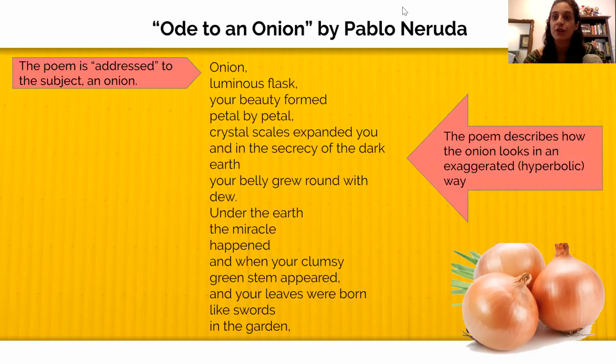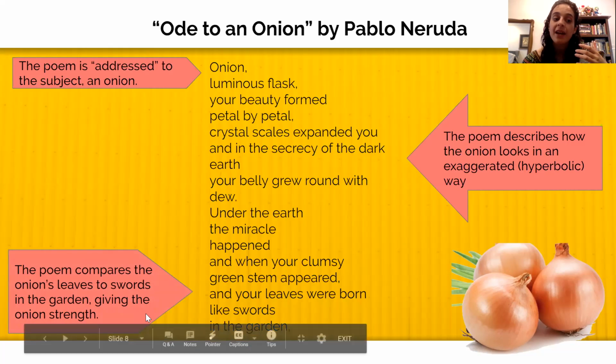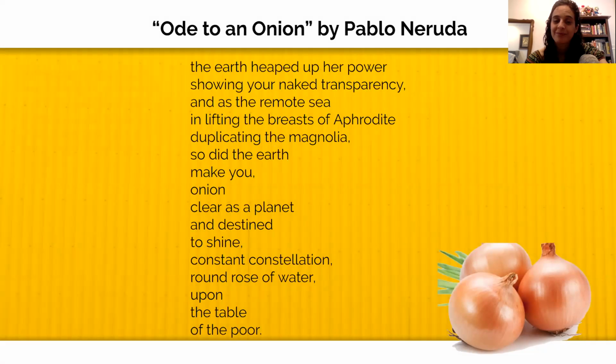Obviously, this is exaggerated, right? An onion doesn't have petals in the traditional way, right? The leaves of an onion are not like swords in the garden, but he's describing them in this way in order to give the onion some strength, right? So the onion is delicate up here when we talk about the delicacy of the onion. And then down here, he compares the onion's leaves, so that's the part that sticks out from the top of the onion, to swords in the garden, so giving it a strength there.